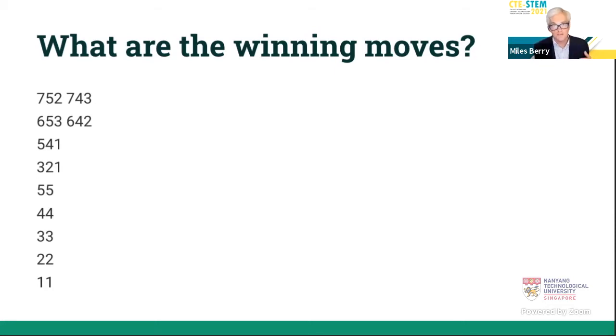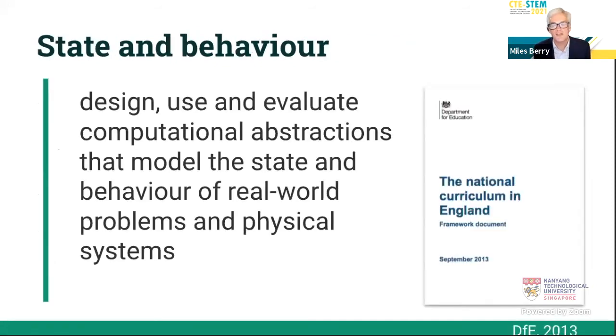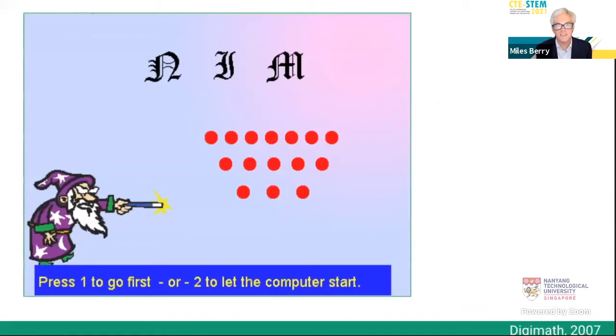Well, all of those fundamental concepts and approaches that we've talked about in computational thinking are evident in playing this game and in programming a solution to this game. Key stage 3 of our English National Curriculum for Computing: design, use and evaluate computational abstractions that model the state and behavior of real-world problems and physical systems. How are you going to represent this board as a data structure?